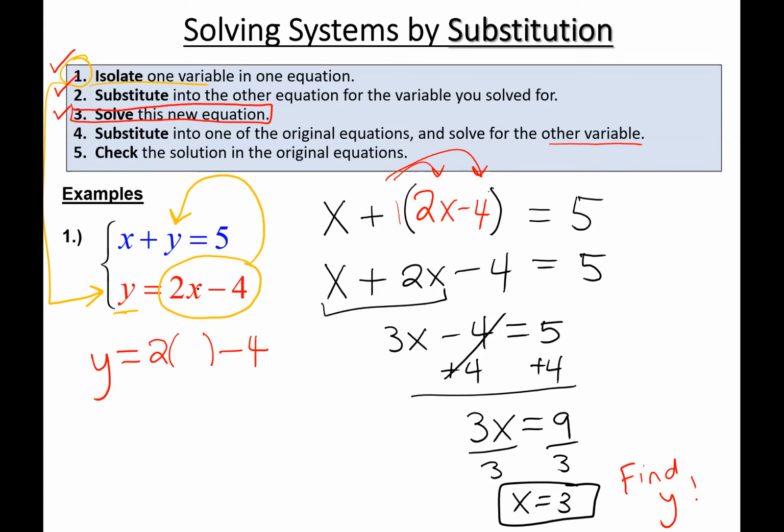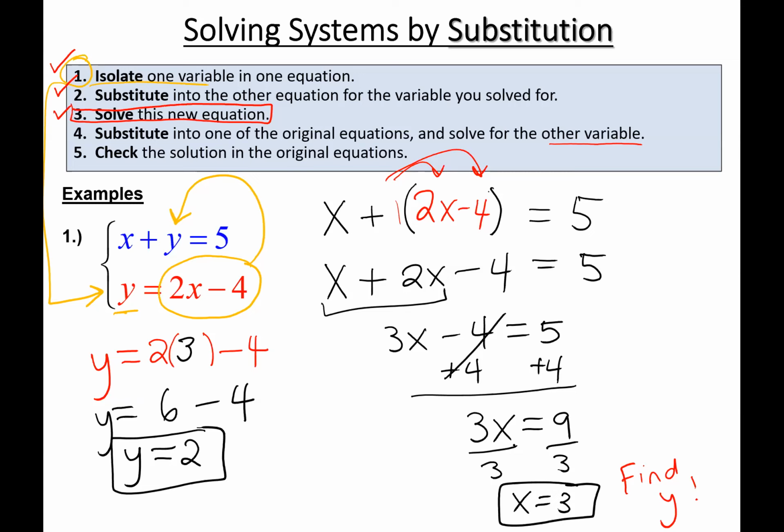except this time I'm plugging in for x, or I'm replacing x with the answer that we got, which was 3. So instead of y equals 2x minus 4, I'm writing y equals 2 times 3 minus 4. Now let's simplify. Y equals 2 times 3 is 6 minus 4, and then 6 minus 4 is 2. So y equals 2. Okay, so notice that we found x was 3, and then we just found that y was 2. We're almost done. We have a complete answer.